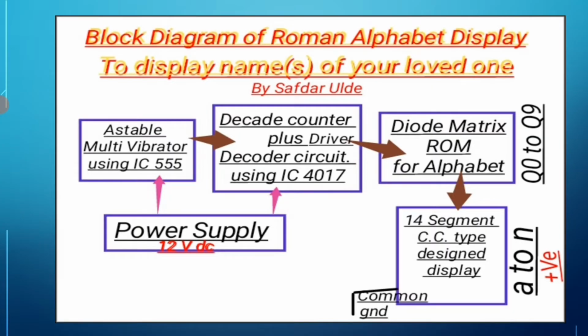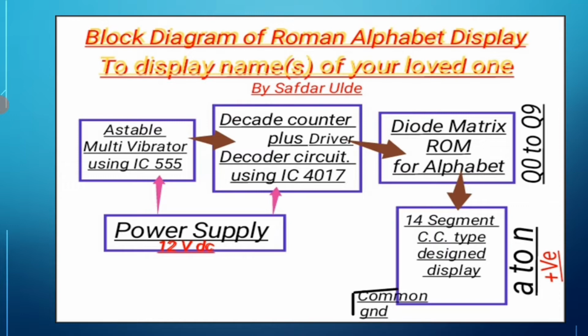This is the block diagram of the Roman alphabet display circuit. At the left side is the famous astable multivibrator using IC 555, which is also called a timer IC. The output from pin number 3 is given to pin number 14 of the decade counter circuit. This circuit is constructed using IC 4017. The output of this is given to the diode matrix ROM.